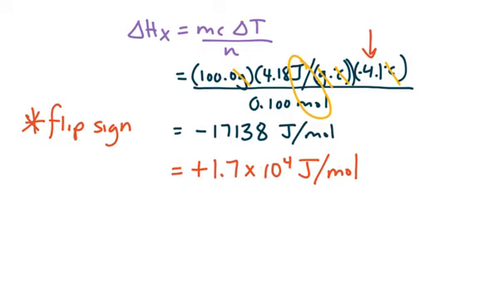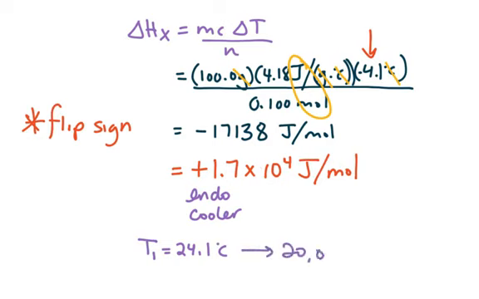And this is where you can sort of check your work. Positive, remember, means endothermic. And endothermic means it's getting cooler. If I go back to the temperature change that I had in the beginning, I started with a temperature of 24.1 degrees Celsius, and it went to a temperature of 20.0 degrees Celsius for T2. So this is cooling, which means it should be endothermic.